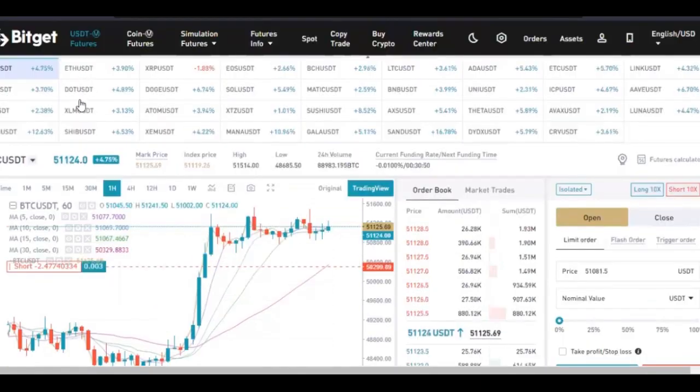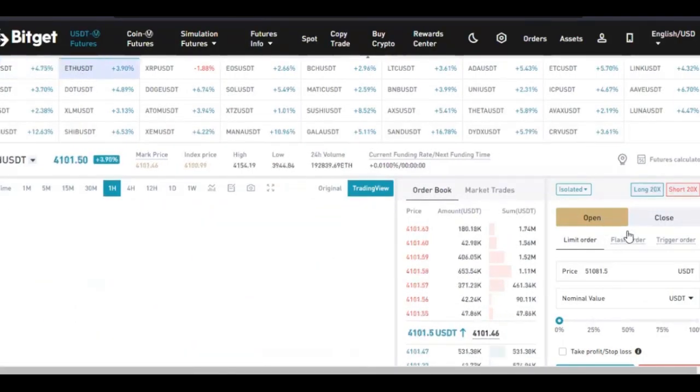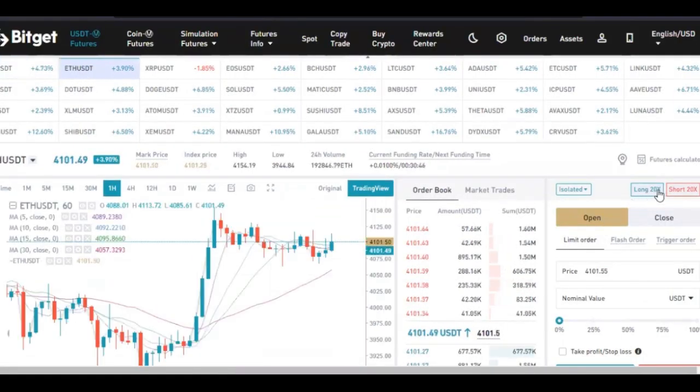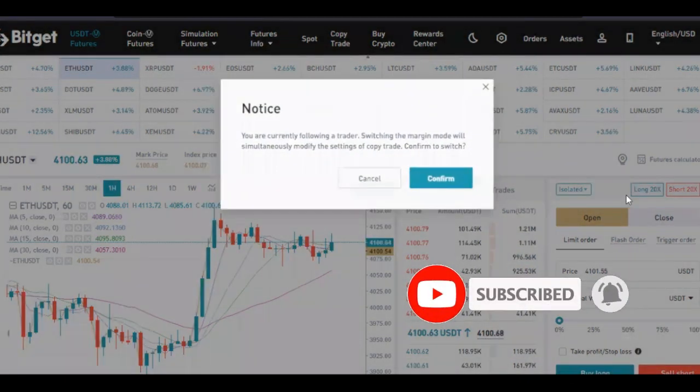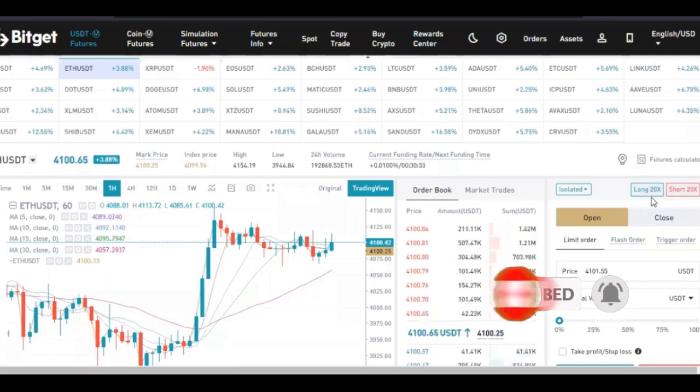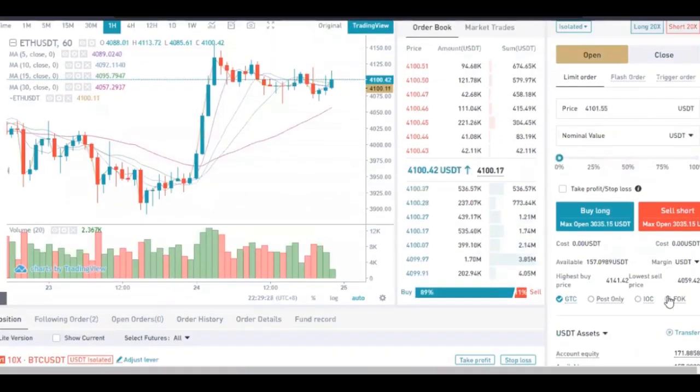And for Ethereum, I left this at 20X. So for any Ethereum trade that I'm copying right now, it will be at 20X. And I've changed this to isolated as well. So always make sure that you change it from cross to isolated and then change your leverage here. After that, the next thing you want to do is to transfer funds that you want to use to copy a trader into your futures account.